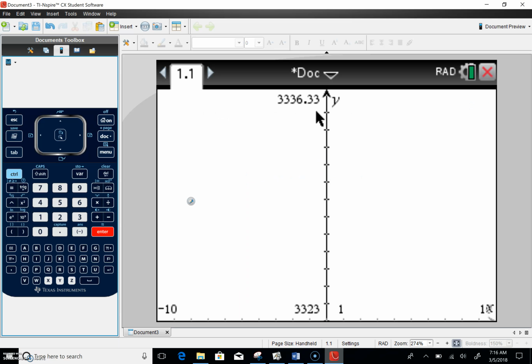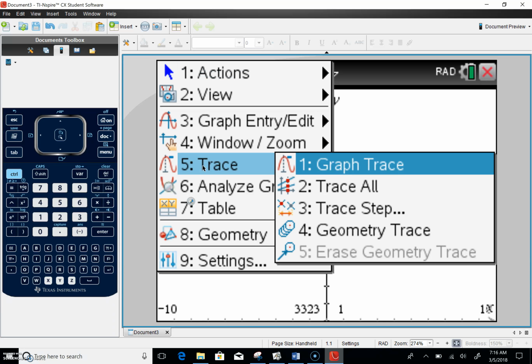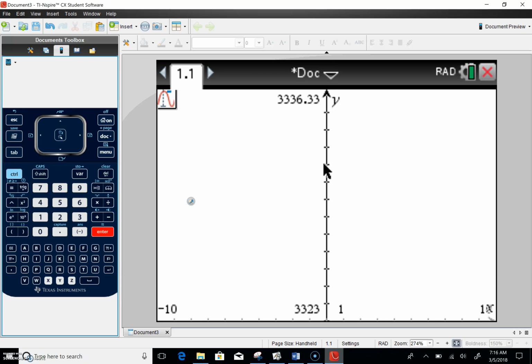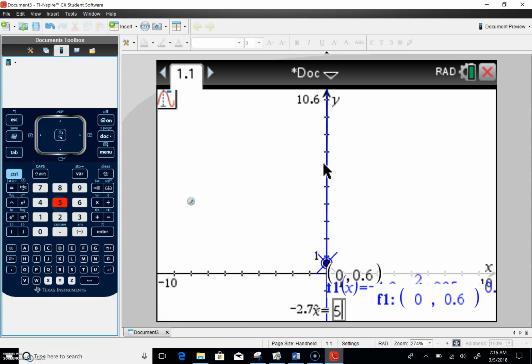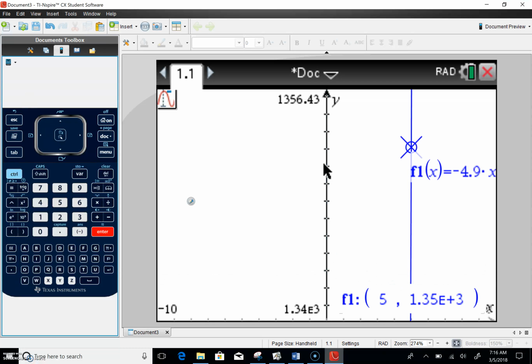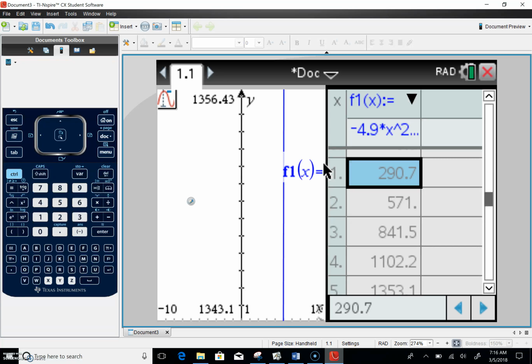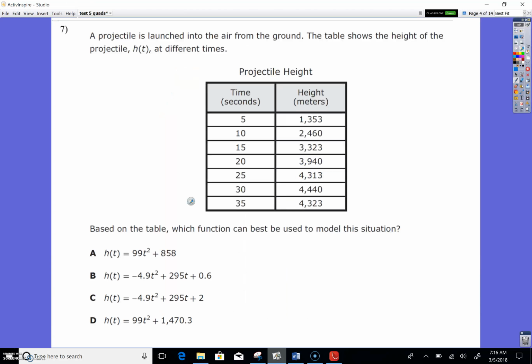Okay, again, you don't see it. Menu, trace, graph trace. I'm going to push 5, enter my first number again. You can't tell what it is, but you can do it from the table. Control T gets me the table. My first number here is 290.7. I want 1,000 and something.